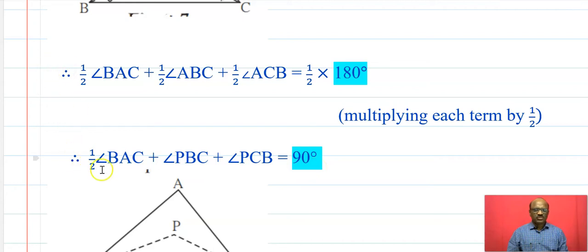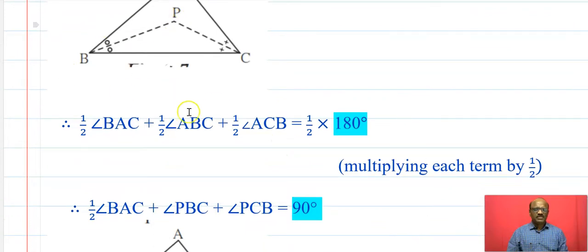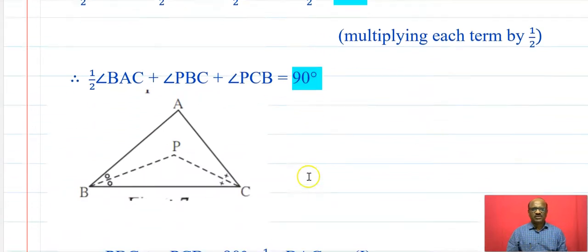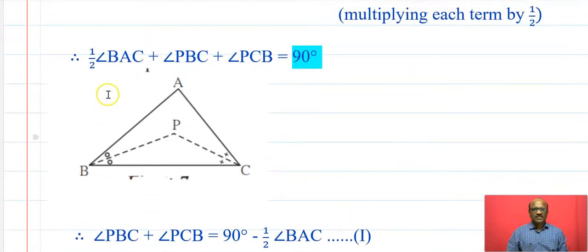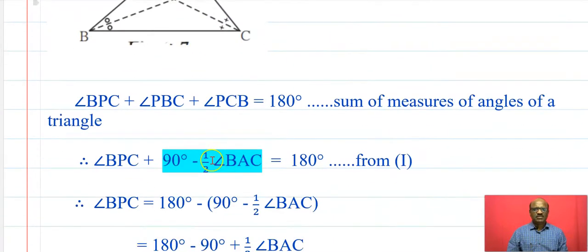1 upon 2 measure of angle BAC plus 1 upon 2 measure of angle ABC, that is, measure of angle PBC, and next, instead of 1 upon 2 measure of angle ACB, we write PCB, and that is equal to 90. Therefore, we can write the measure of angle PBC plus PCB is equal to 90 minus 1 upon 2 measure of angle BAC. This is equation 1.